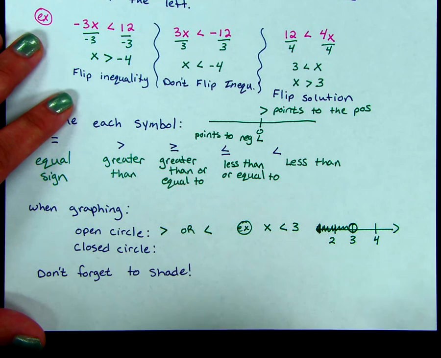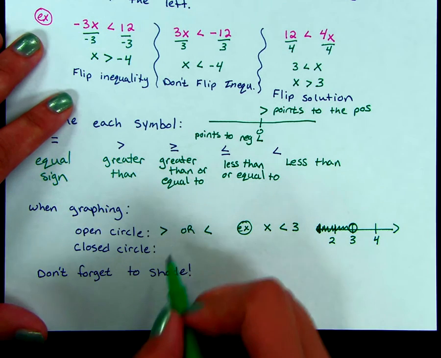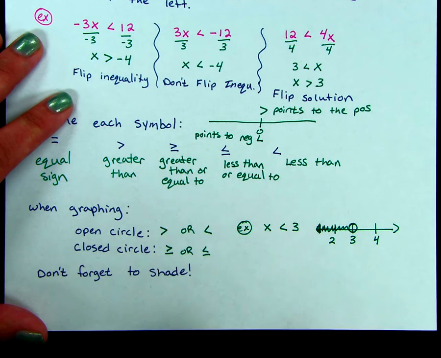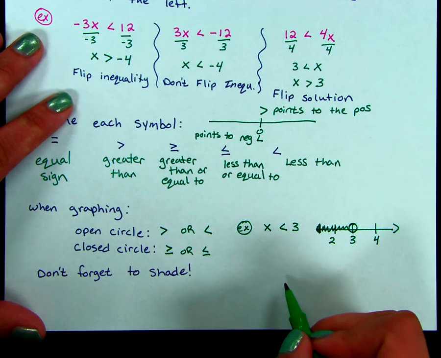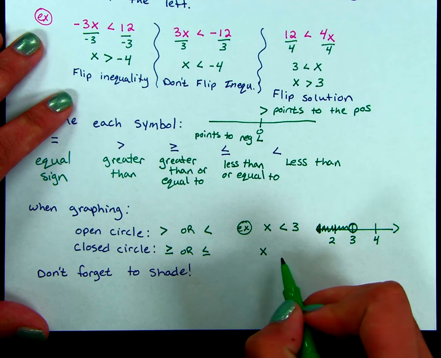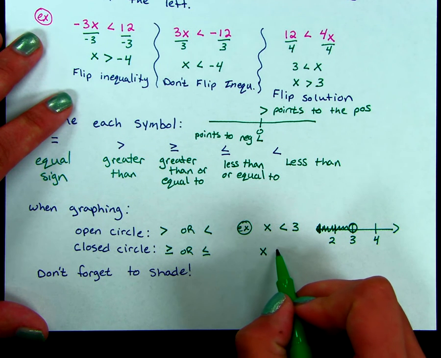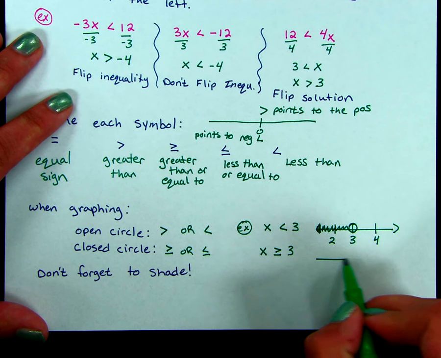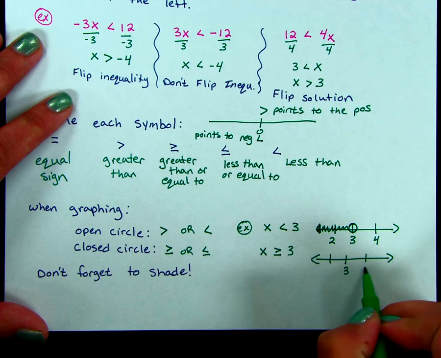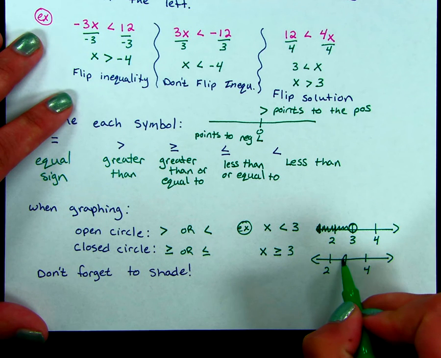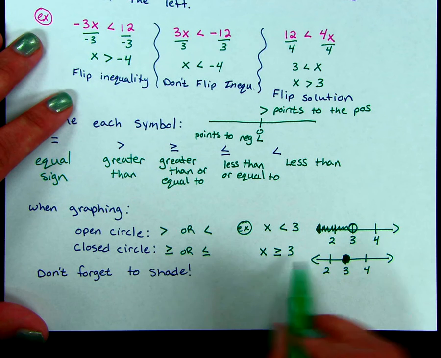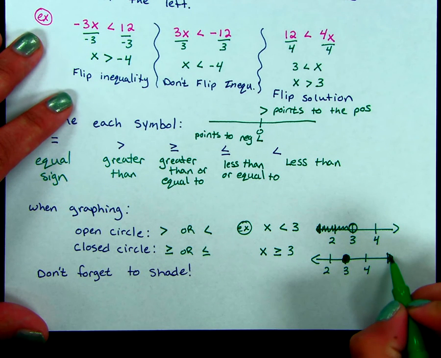If it's a closed circle, that means that we are including that number, so that's going to be the equal to. If it looks like this or this, then we have a closed circle. So let's say we had x greater than or equal to 3. If we draw that same number line, with 3 in the middle and 1 on each side, this time I'm going to shade in the circle so that it's closed. And since it's greater than, it's pointing towards the positives, so that's the way I'm going to shade.